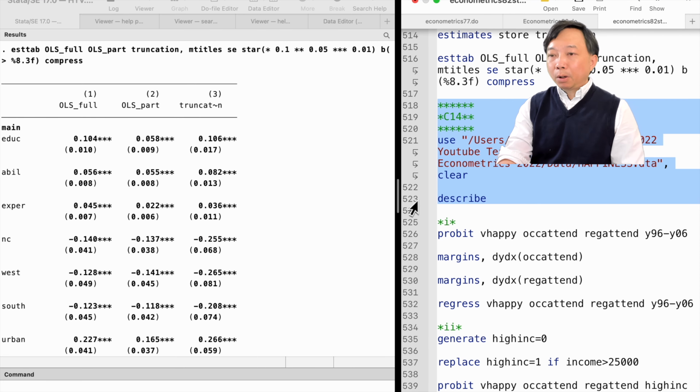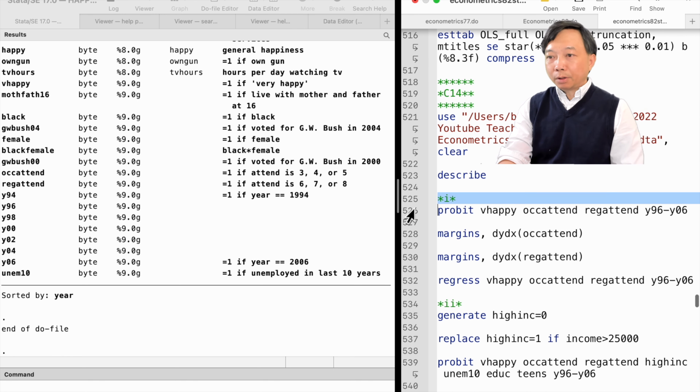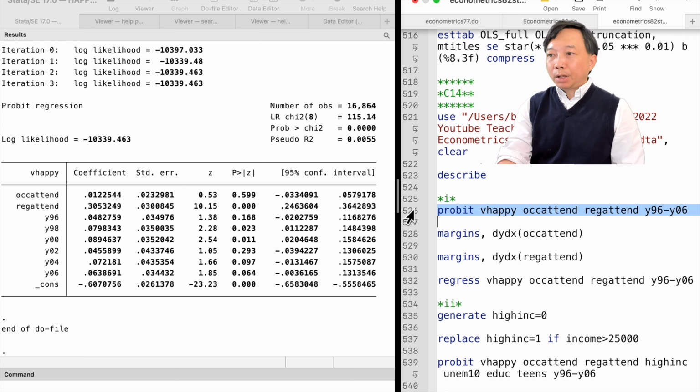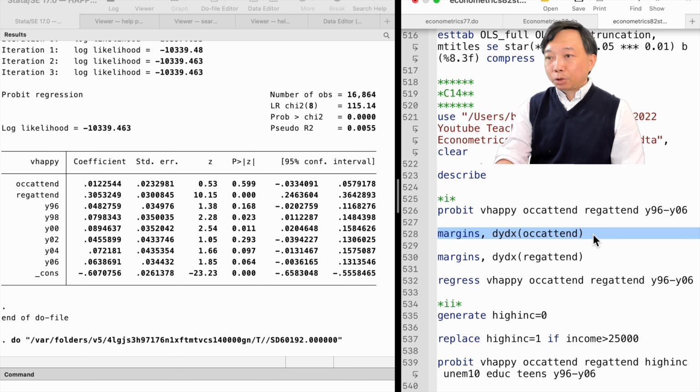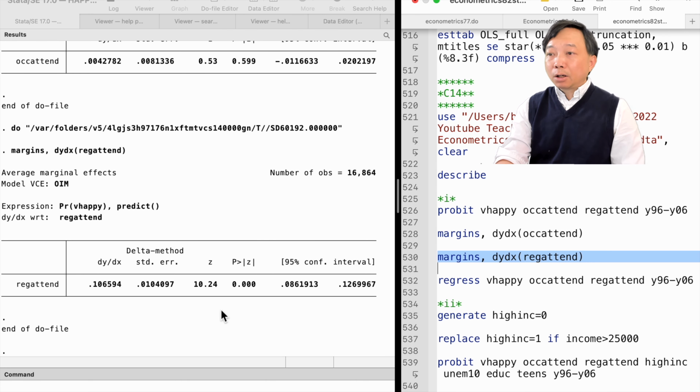We can use the probit command to estimate the probit model for the dummy dependent variable very happy. Then we use the margins command and the dydx option to obtain the average partial effects. The average partial effect of occasionally going to churches is not statistically significant. The average partial effect of regularly going to churches is 0.107. It is statistically significant at the 1% level.